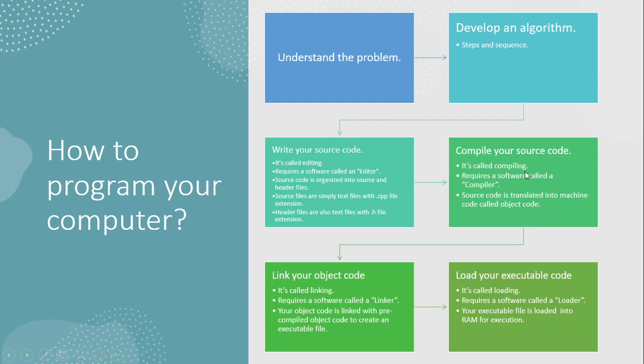Compiling is basically translating your source code, which is written in a high level language like C++, into machine code. So this translation is called compiling. It is done using a software called a compiler.